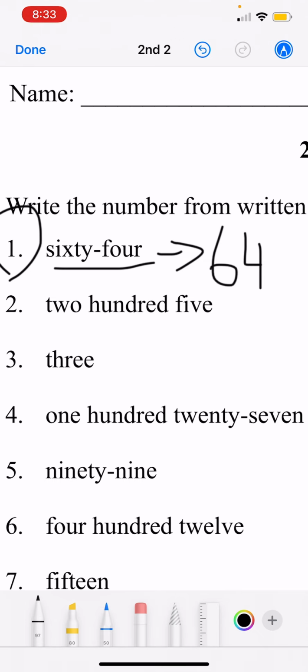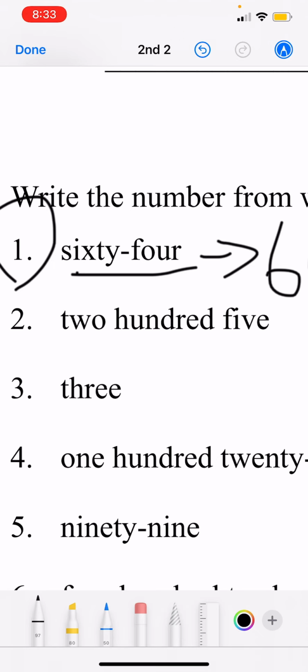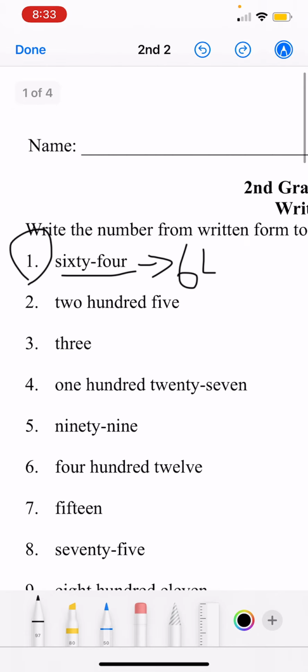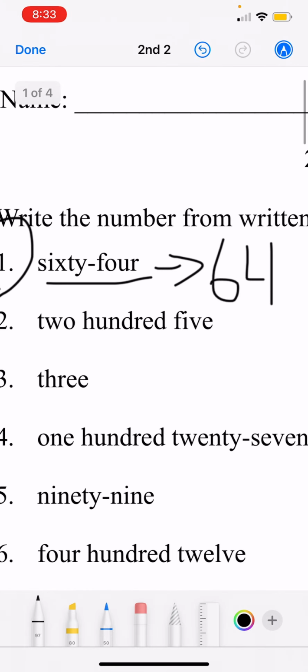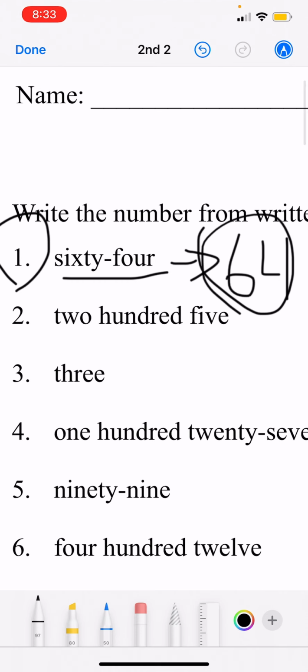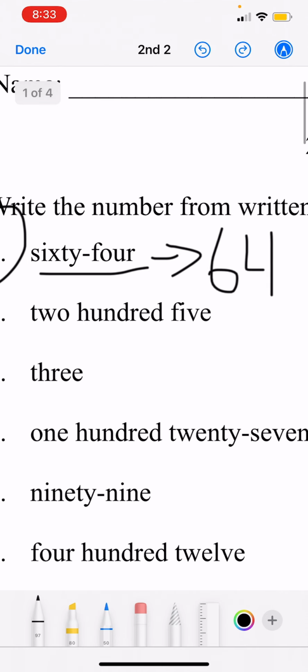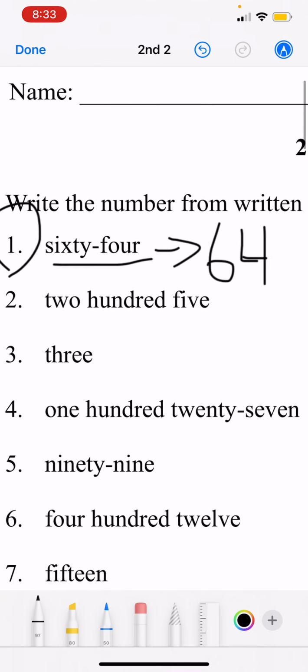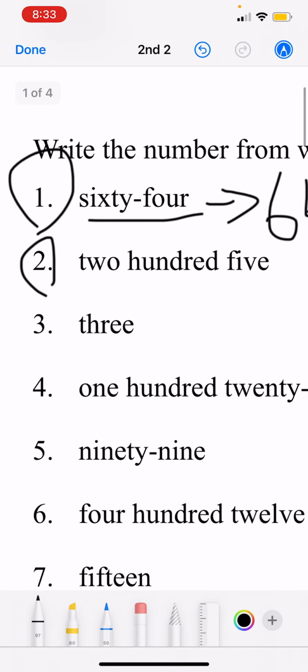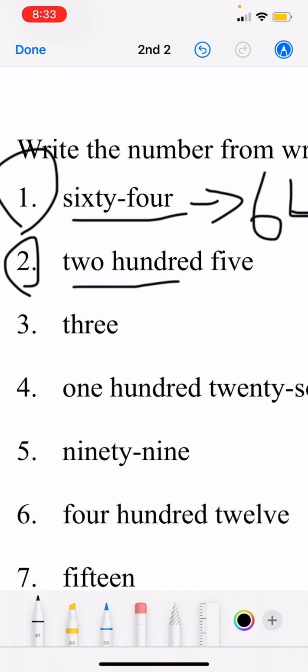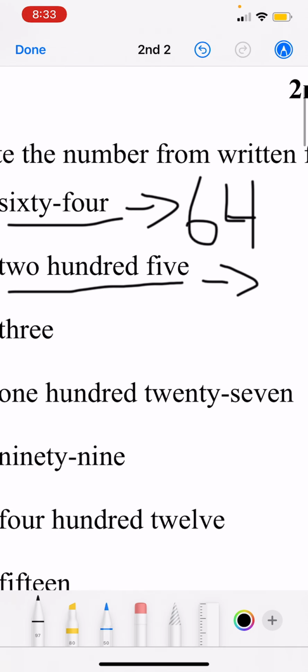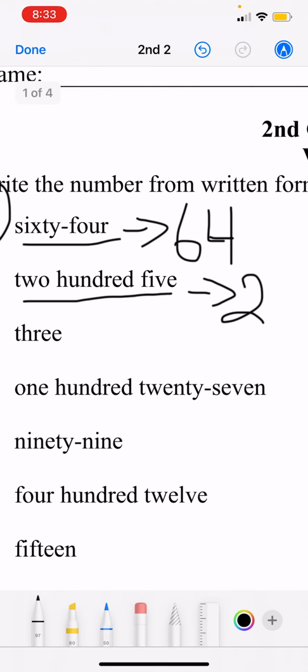So when they ask for written form, they basically mean to write it in words like this, 64. However, if it was in standard form, then it would be like this, where it's written in numbers. Okay, so there we have it, 64. Let's move on to number 2. Number 2 says 205. 205 is in written form, and if you were to write in standard form, it would be 205.